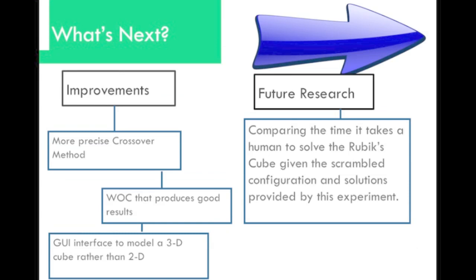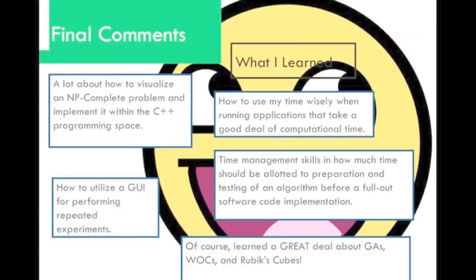So, what's next? Here are some improvements we should make to our program. We believe that we can probably find a better, more precise crossover method out there. Another improvement to my program is to also find a much better wisdom of crowds method that could be utilized. We also thought it would be very awesome to model the Rubik's Cube as a 3-dimensional cube rather than a 2-dimensional cube in our GUI. Some future research which might be interesting is to take some of the solutions that were provided by this experiment and actually perform them on a pre-scrambled Rubik's Cube.